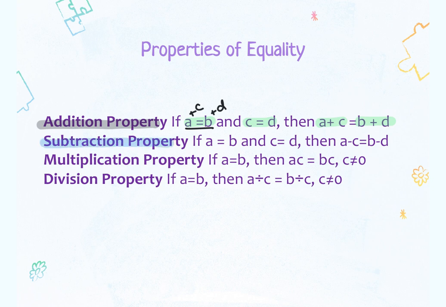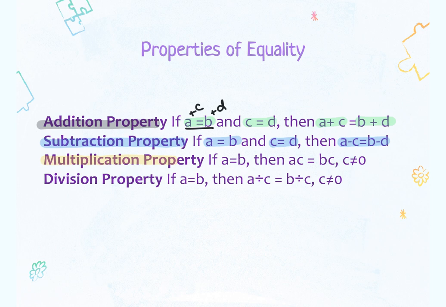The subtraction property says the same, but subtraction. If A equals B and C equals D, then A minus C equals B minus D. So if you take a statement that is already equal or balanced, and then you subtract an equal value from both sides, then you keep that statement balanced.